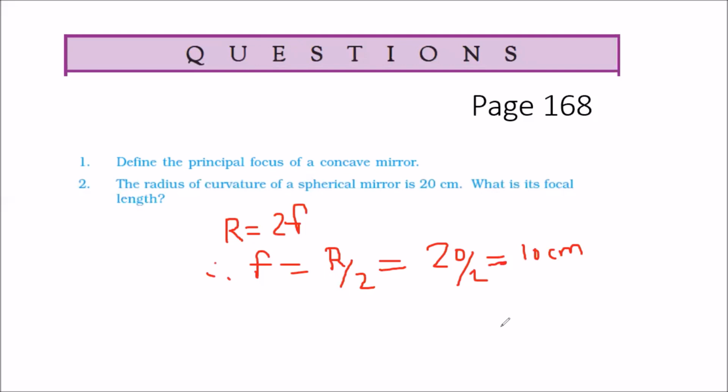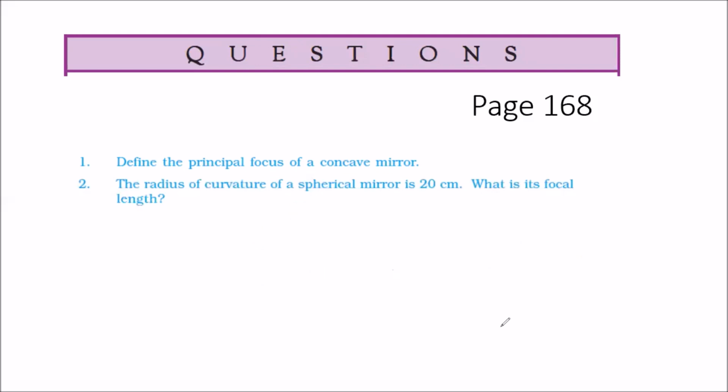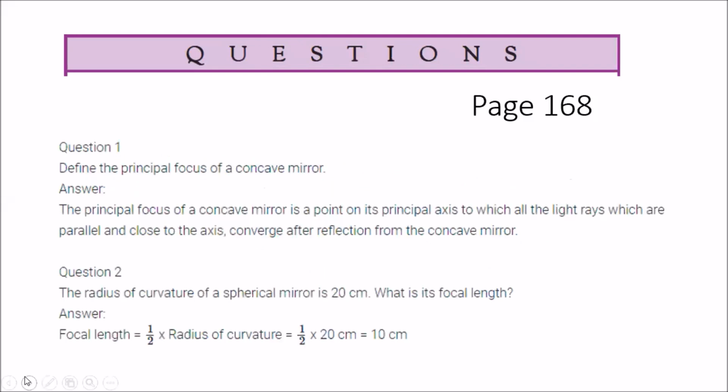You can also have a look at the standard answers which are there on the screen. So here are the answers. The principal focus of a concave mirror is a point on its principal axis to which all the light rays which are parallel and close to the axis converge after reflection from the concave mirror. And the answer for the second one is, we know the relation, focal length is half of the radius of curvature, so half of 20 gives you 10 centimeters.